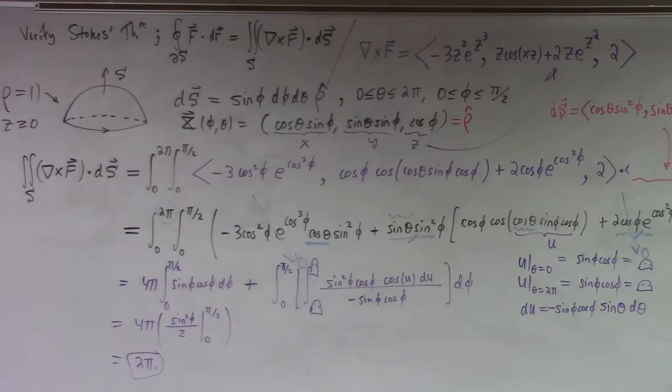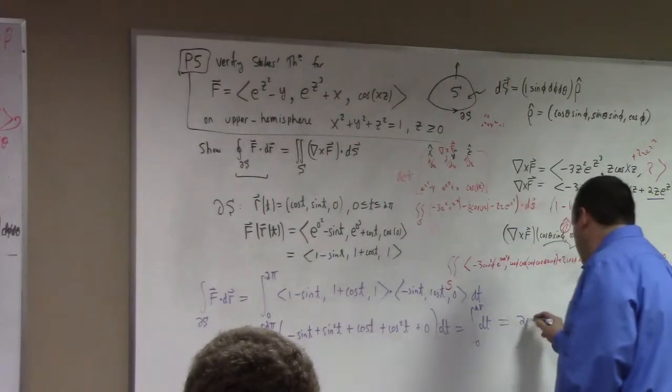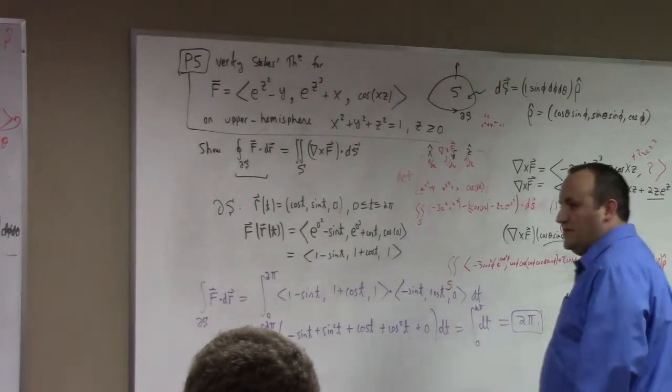We want to go all the way around a circle. T should go from what? From 0 to 2 pi, right? And so that's the integral from 0 to 2 pi of what do we got? We've got ourselves a minus sine t plus sine squared t plus cosine t plus cosine squared t plus 0 dt, also known as the integral of dt from 0 to 2 pi, also known as 2 pi. Hey, what do you know? Stokes' theorem's true.